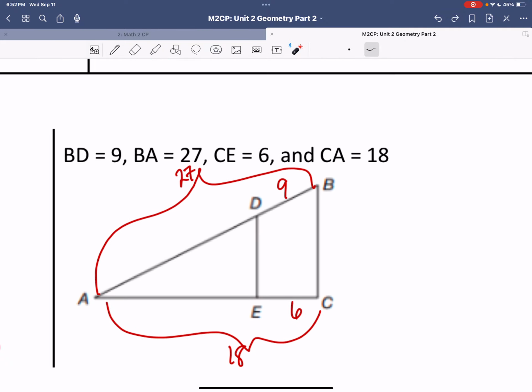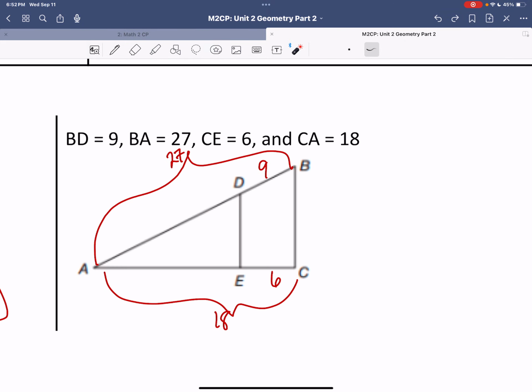All right, I set this up for you. You are going to do some subtracting because you need to figure out what this part is, and you need to figure out what this part is. Then once you set that up, do your proportions. If it's true, it's parallel.